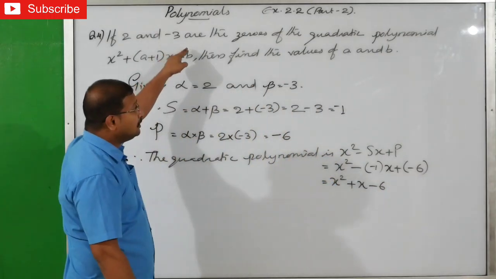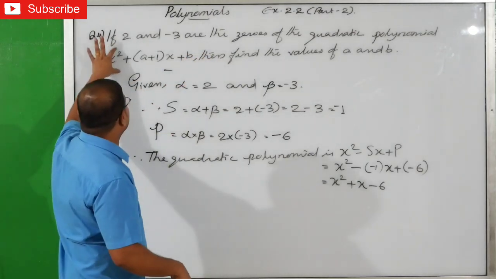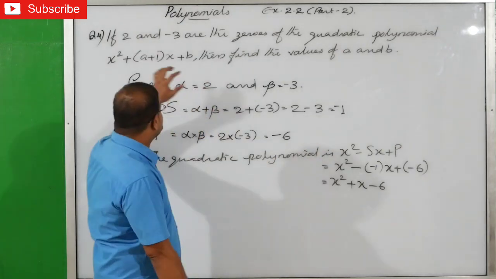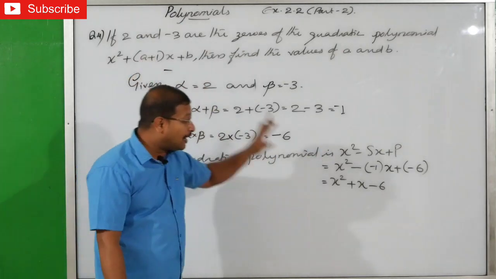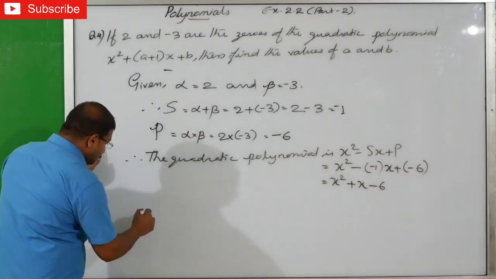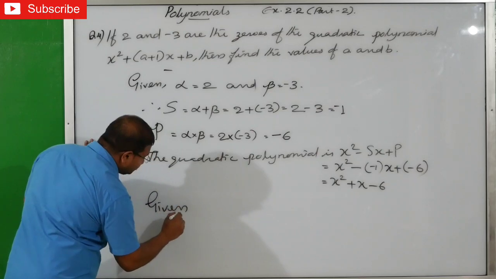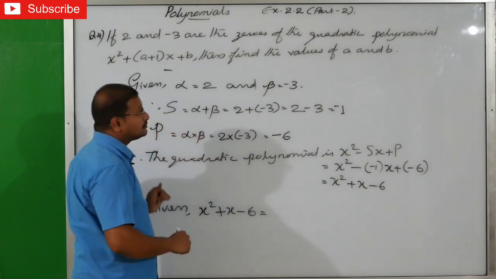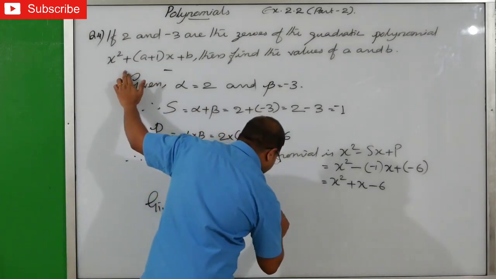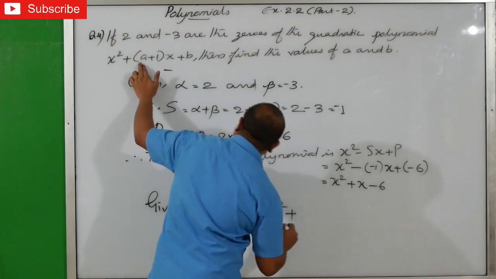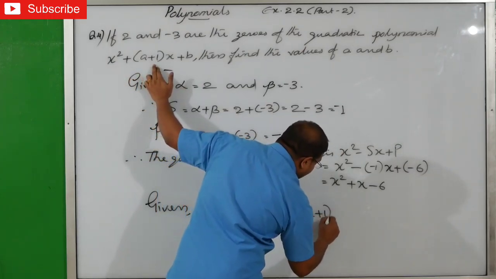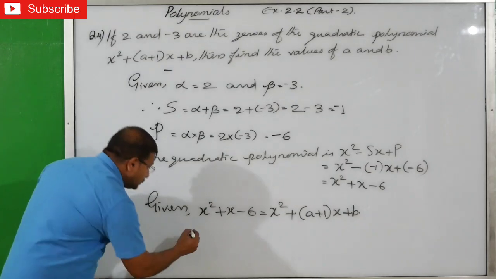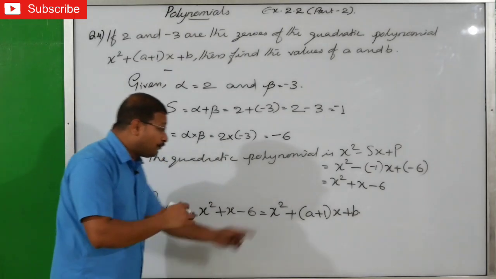Now, the given polynomial is already given, but we got another quadratic polynomial, isn't it? Now, this given quadratic polynomial and what we got, these two are equal. Ready? So, given x square plus x minus 6 equals x square plus (a plus 1) into x plus b.